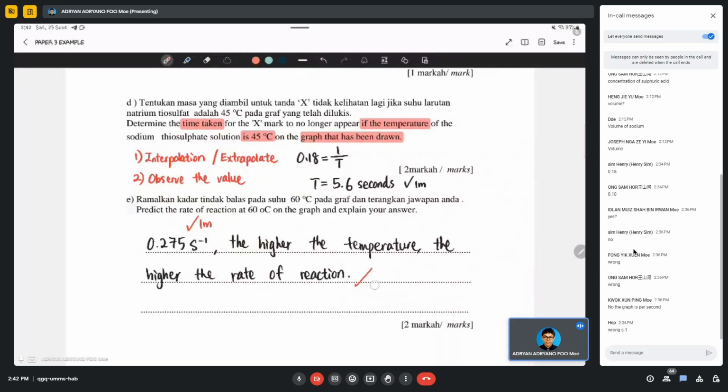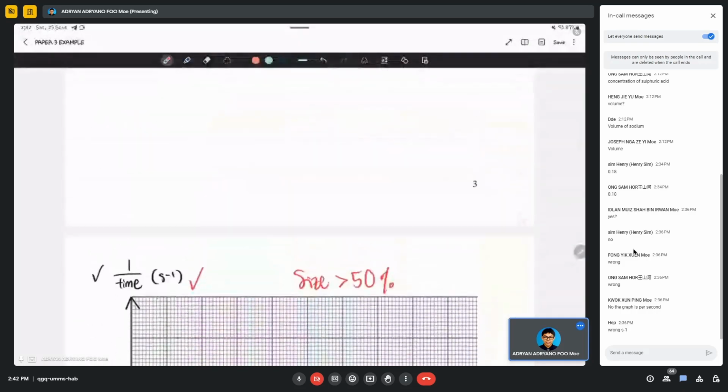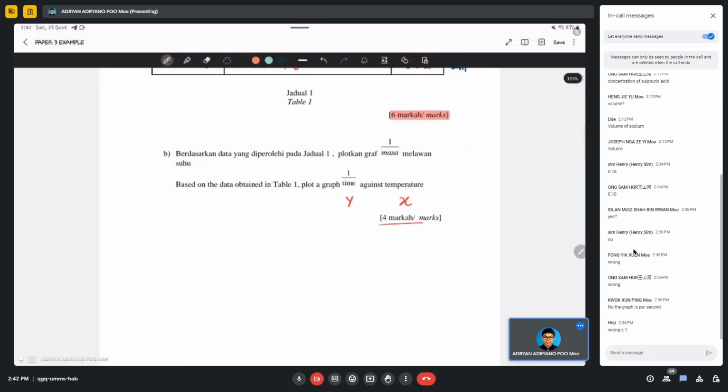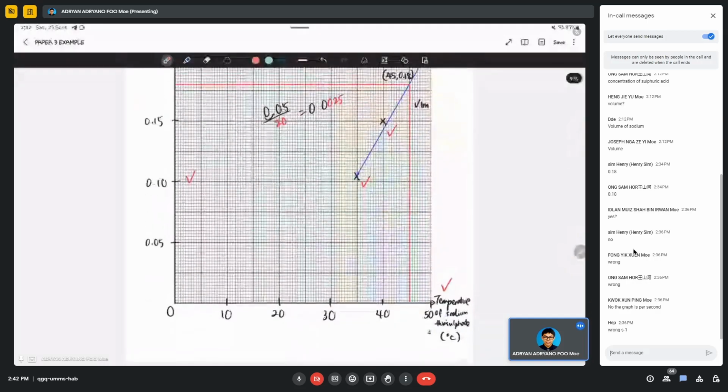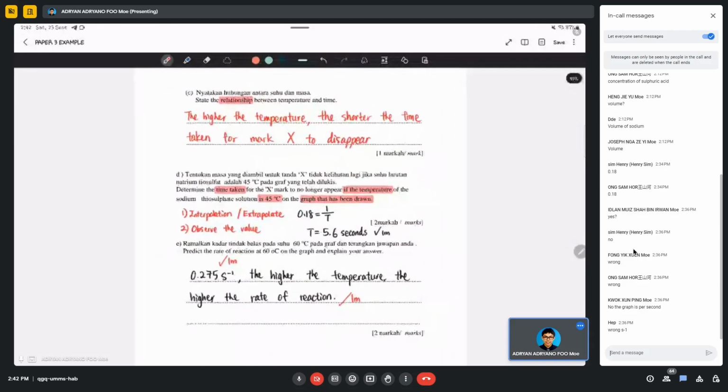When the temperature increases, the rate of reaction also increases, or the higher the temperature, the higher the rate of reaction. You get 2 marks there. So how many marks? 15, 9, then 15 marks are in your hands. So actually, paper 3 is for you to score. Okay? So don't worry. You don't have to be exactly like the chemical theory.